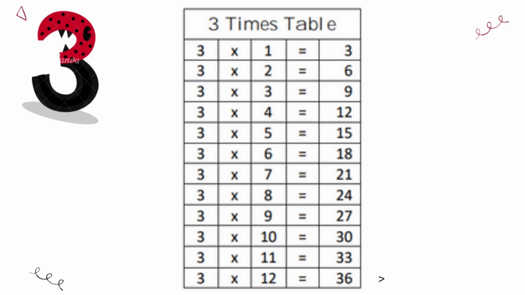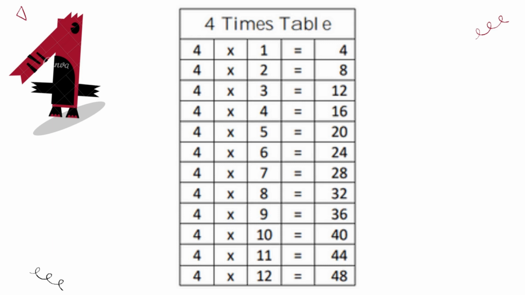Now our 4 times table. 4 times 1 equals 4. 4 times 2 equals 8. 4 times 3 equals 12. 4 times 4 equals 16. 4 times 5 equals 20. 4 times 6 equals 24. 4 times 7 equals 28. 4 times 8 equals 32. 4 times 9 equals 36. 4 times 10 equals 40. 4 times 11 equals 44. 4 times 12 equals 48.